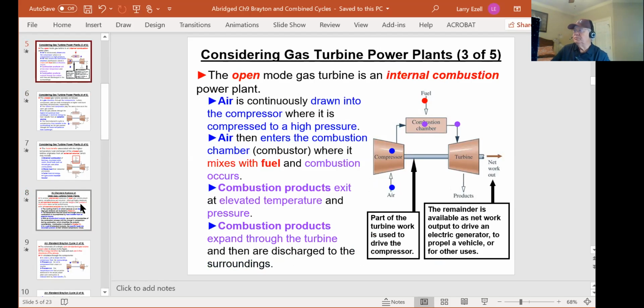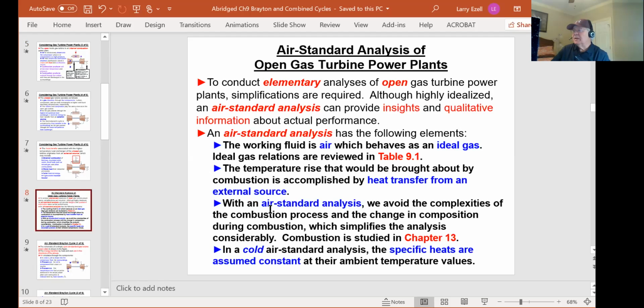So we avoid the complexity of the combustion process and the change in composition during the combustion process, which simplifies the analysis. If you want to look at the combustion process in detail, you go to chapter 13. I don't expect any of you would. In a cold air standard analysis, the specific heats are assumed constant. We will not use the cold air standard and constant specific heats. We will use the tables.